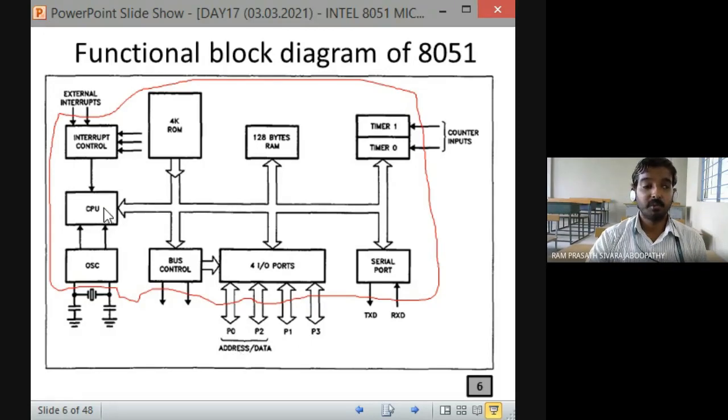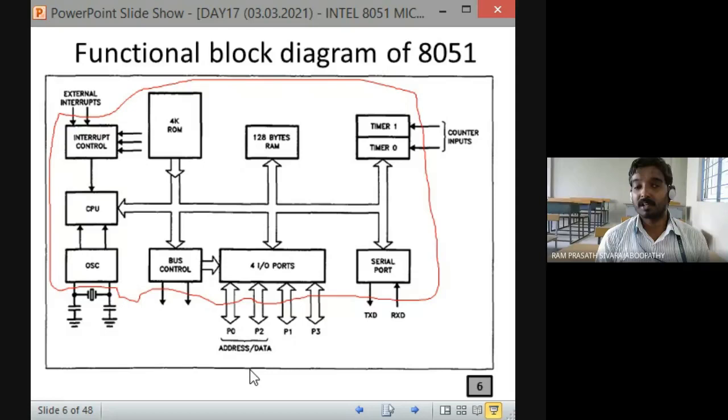Whenever your CPU is trying to access the program or data from the external memory, this bus control will choose the bus operation. That means it will generate the control signals so that these 2 ports will function as the address data bus. Fine. The same concept that was implemented in 8085 is implemented here also. I have told you 64 kilobytes of external ROM and RAM, both you can access.